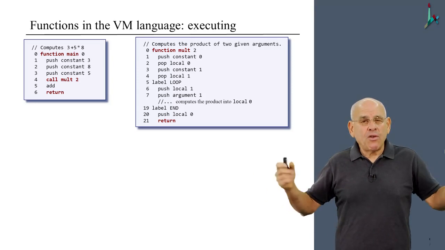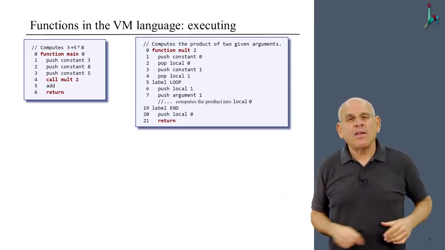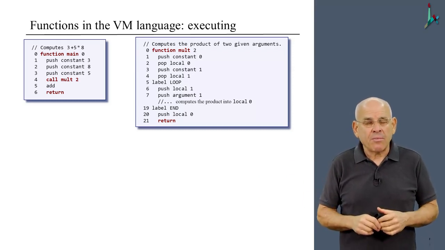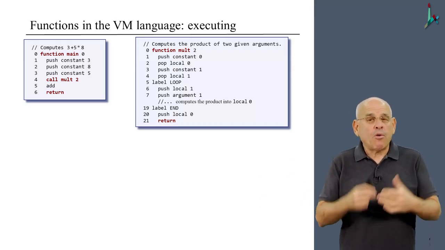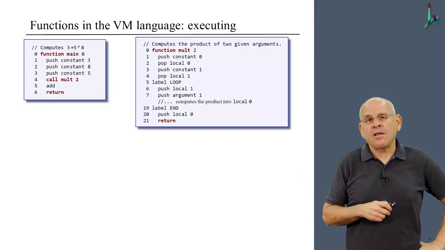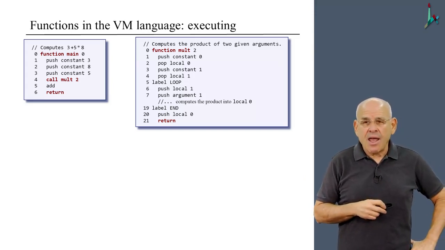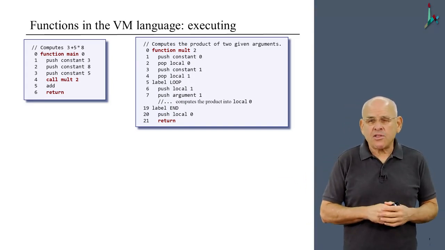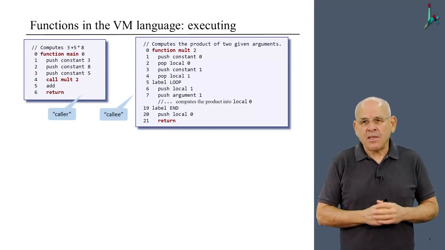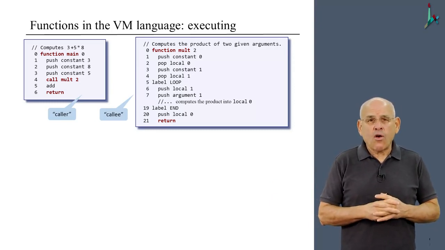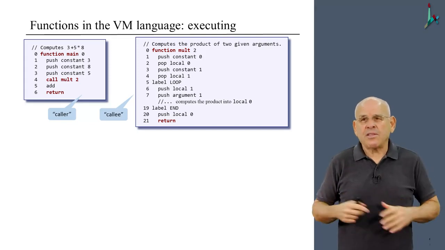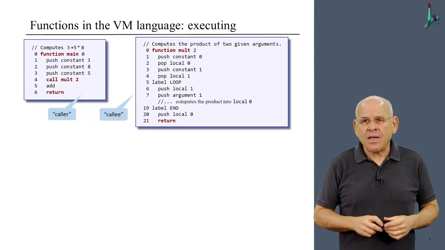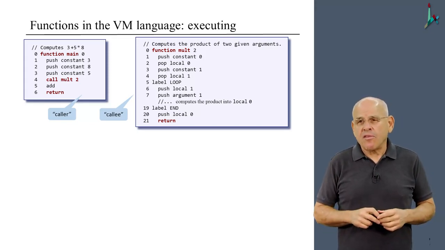So the VM implementation knows that not only do we have to invoke the mult function, we have to pass to it the arguments 8 and 5. We know that we pushed them, because the programmer informed me that she pushed 2 arguments onto the stack. Now, in the function calling terminology, the calling function is sometimes called the caller, and the called function is sometimes called the callee. So I'm going to use these terms interchangeably throughout the following examples.